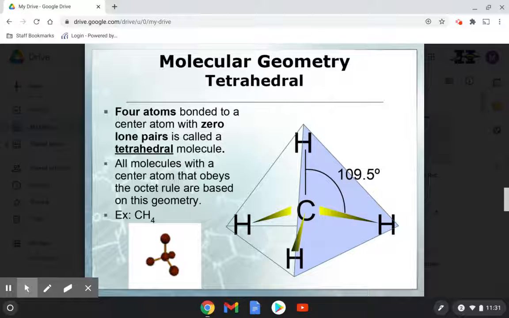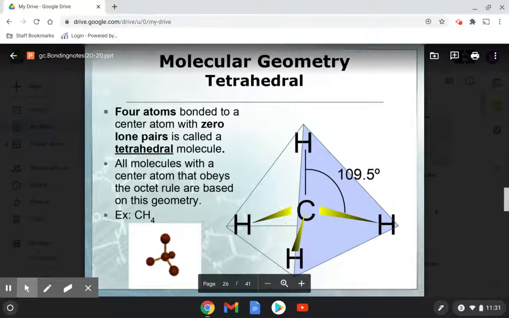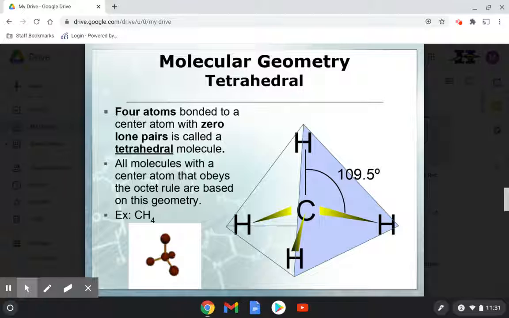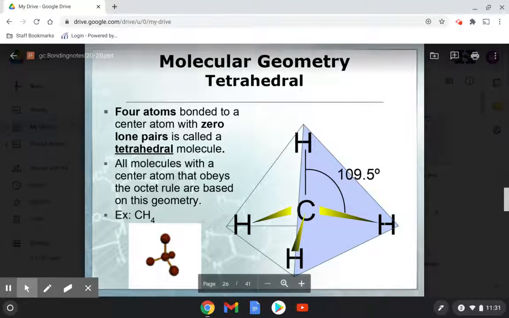All molecules with a center atom that obeys the octet rule are based on this geometry. So an example, again, would be CH4, carbon tetrahydrogen. And again, we look at the different angles that we see here. Again, 109.5, we'll see that between all of the different bonds.